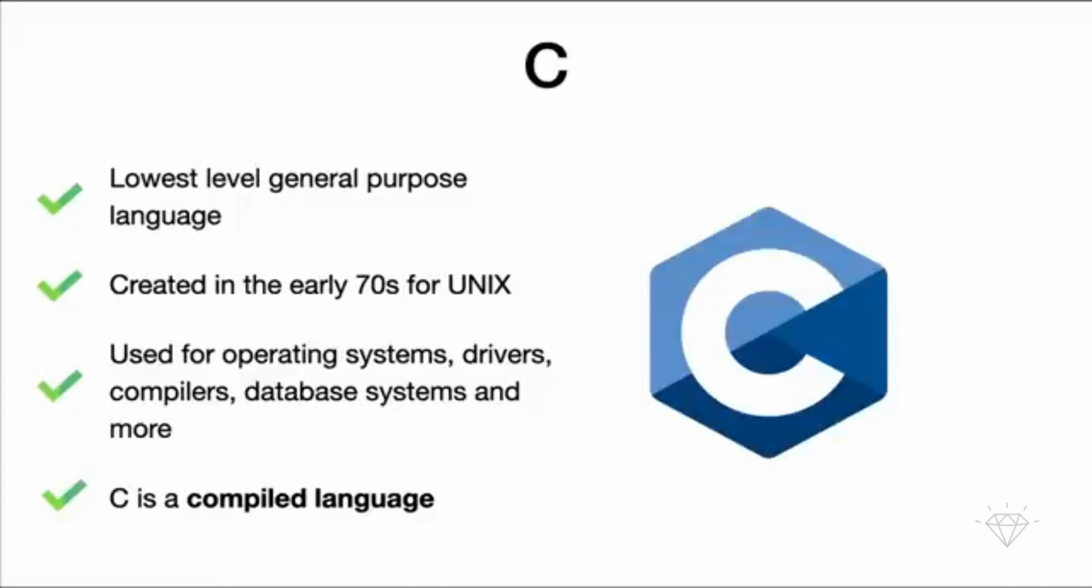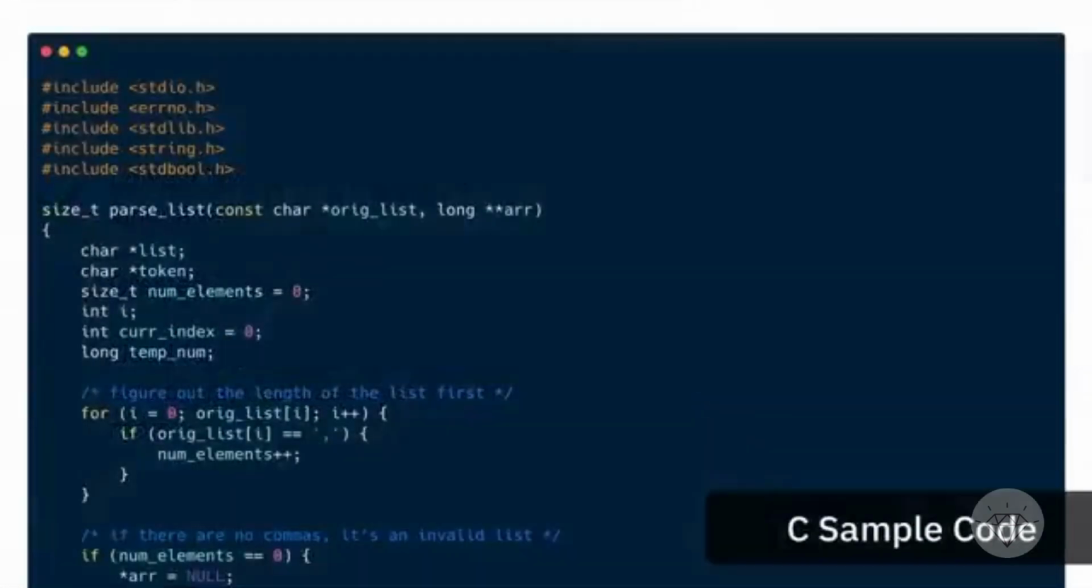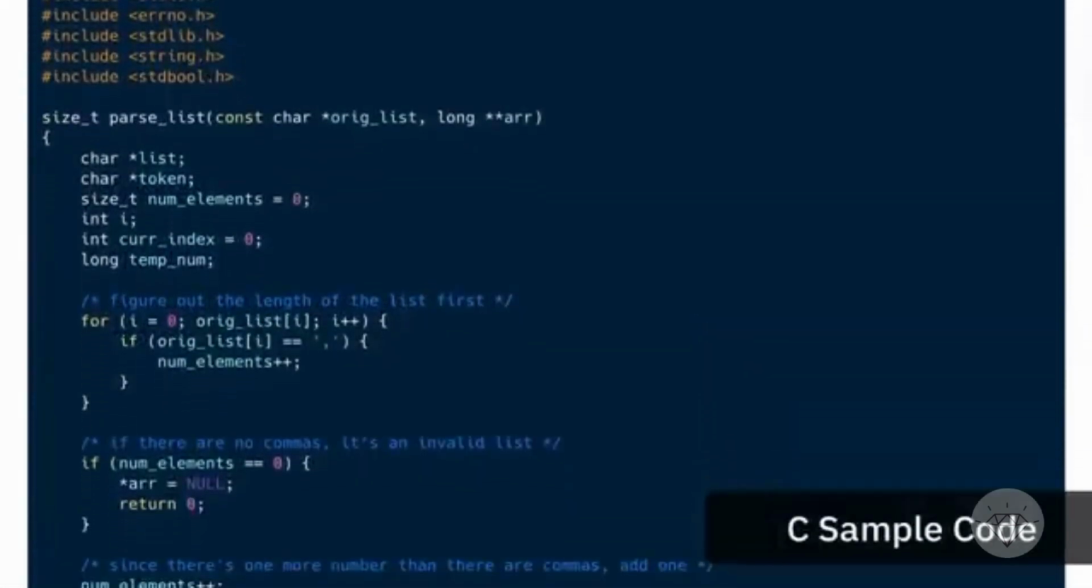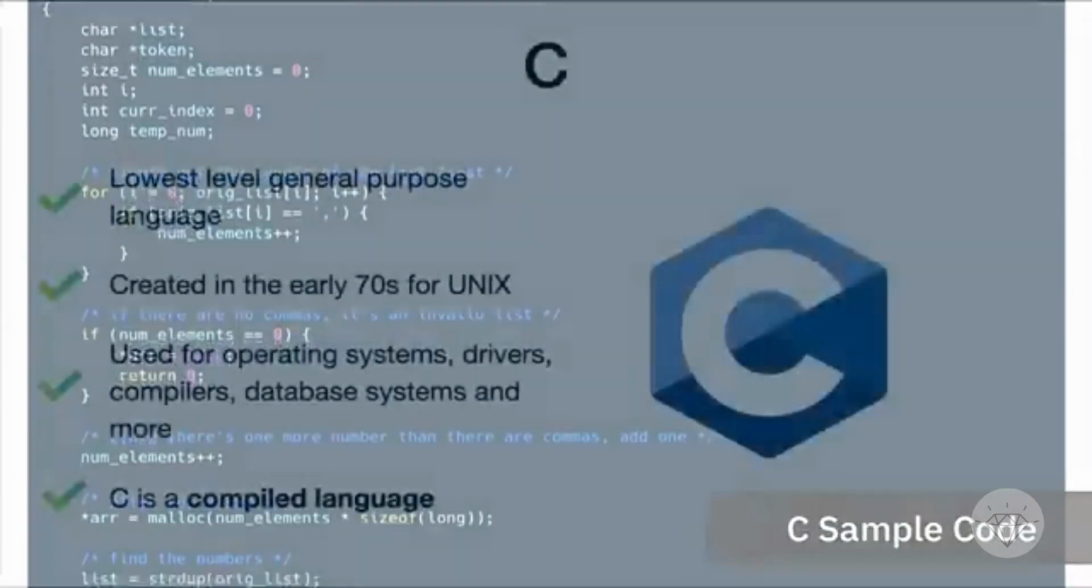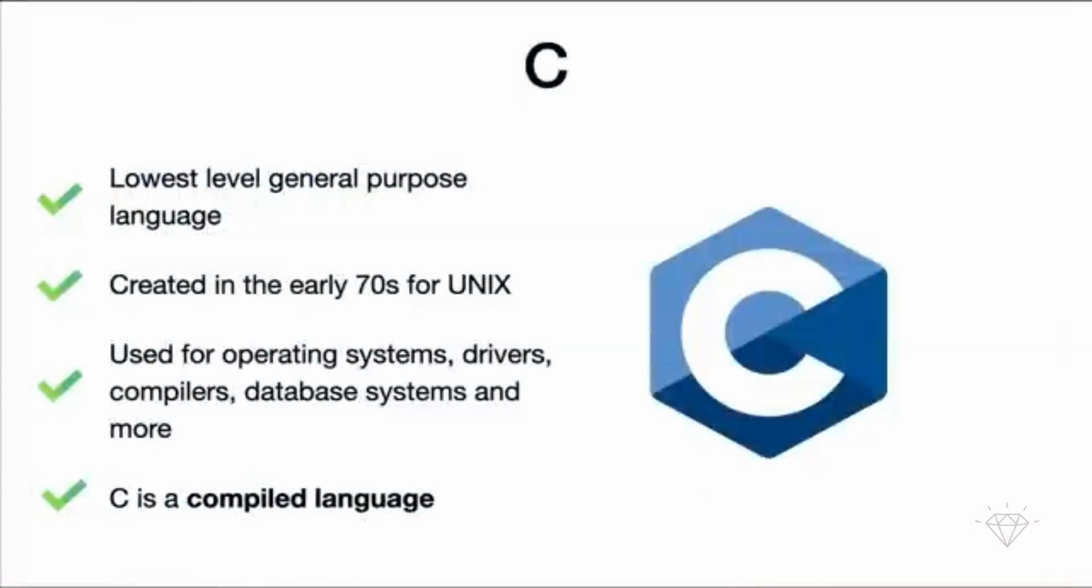It's a procedural language as opposed to an object-oriented one, and it's lower level than many other languages, so you do have to manage some hardware resources such as memory allocation. And I'll talk a little bit more about that in the next slide. So C is very powerful.